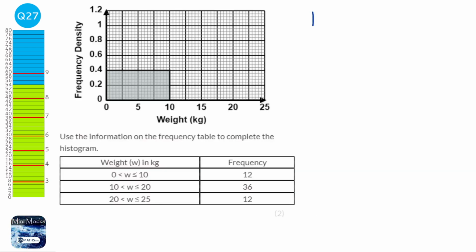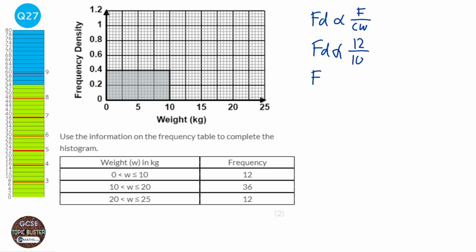So we know that frequency density is proportional to frequency over class width. And so looking at this first bar, we've got a frequency of 12, and the class width is 10 wide. So the frequency density you would think would be 1.2, but if we look at it, it's actually 0.4. So we know that we're going to have to divide it by 3 to get there. So our formula is frequency density is the frequency divided by class width divided by 3.